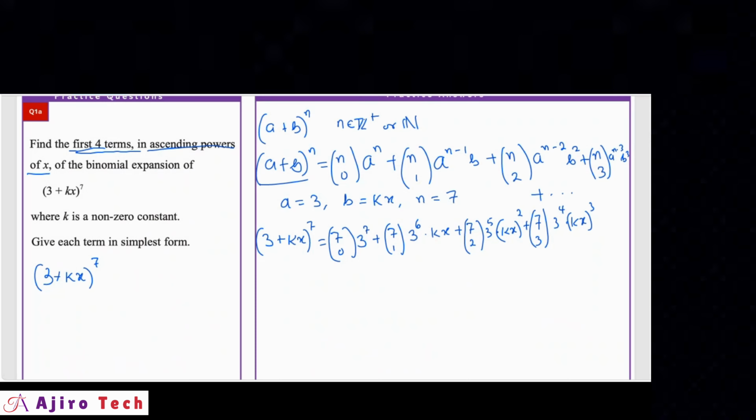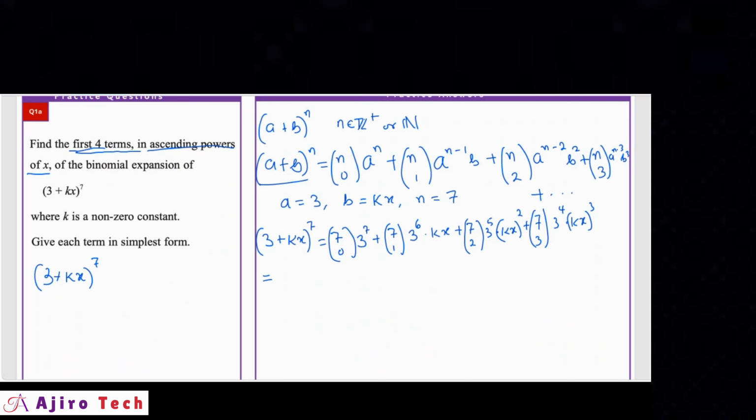If you observe, the sum of the powers equals 7, and as the power of a is decreasing, the power of b is increasing. So that's one way to know you're sure. Now we can use our calculator from here. 7 combination 0 is 1. Then 3 raised to the power 7. What is 3 raised to the power of 7? Let's do that.